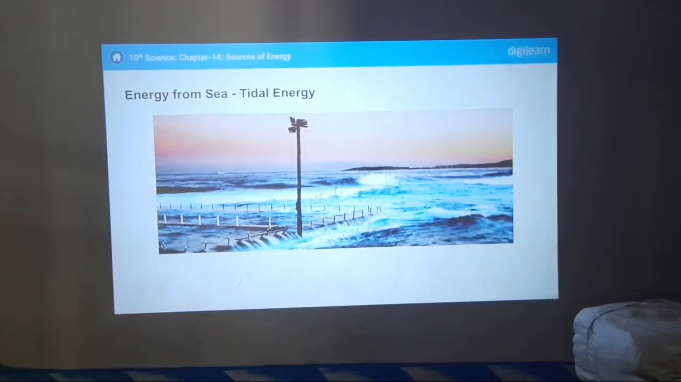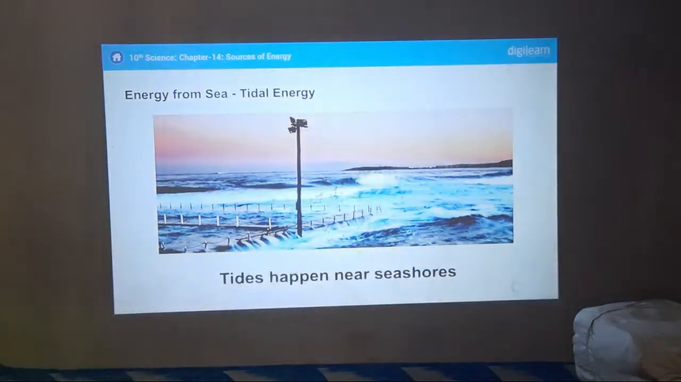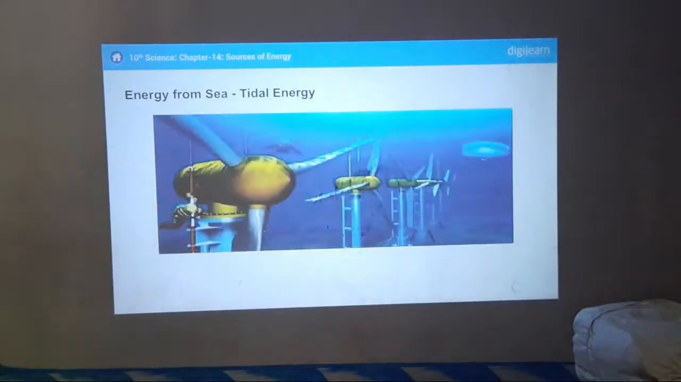Energy from sea. Tidal energy. Due to the gravitational pull of the moon, tides happen near seashores. Water rushes up near the seashore during a high tide and goes down during a low tide. Dams are built near seashores to collect the water which comes during a high tide. When the water runs back to the ocean, the flow of water can be utilized to generate electricity.